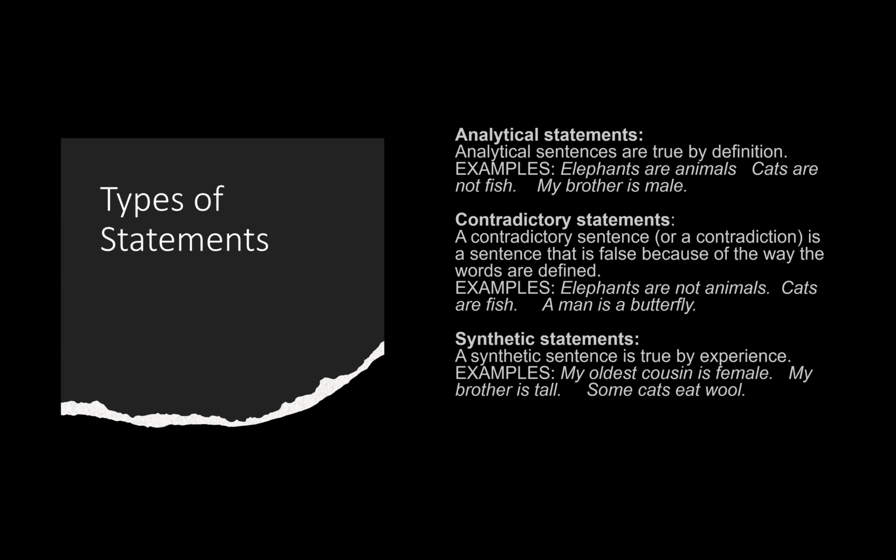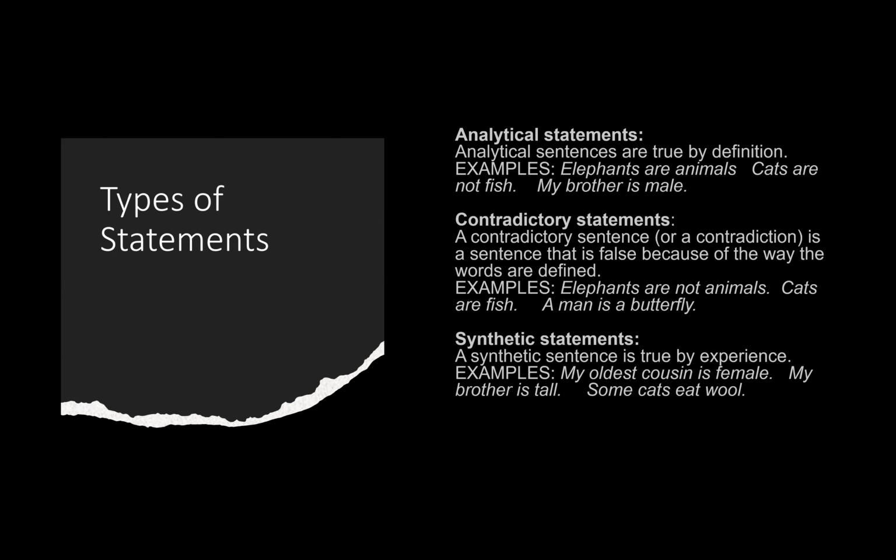Contradictory statements, on the other hand, are sentences in which the sentence is false because of the way the words are defined. Elephants are not animals is an example of a contradictory statement. If we looked up the dictionary definition of elephants and the dictionary definition of animals, we would see that the definitions align, and therefore this statement is a contradiction. It is false. Following, cats are fish and man is a butterfly is also a contradiction.